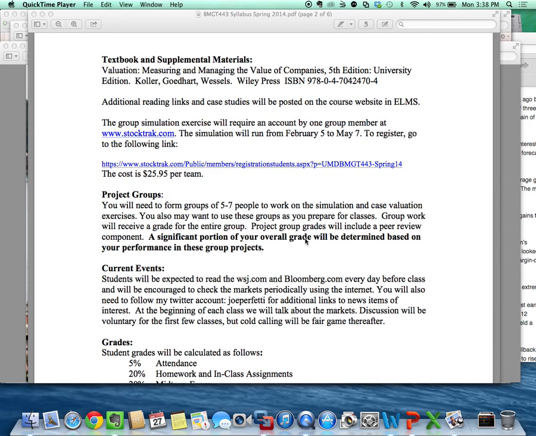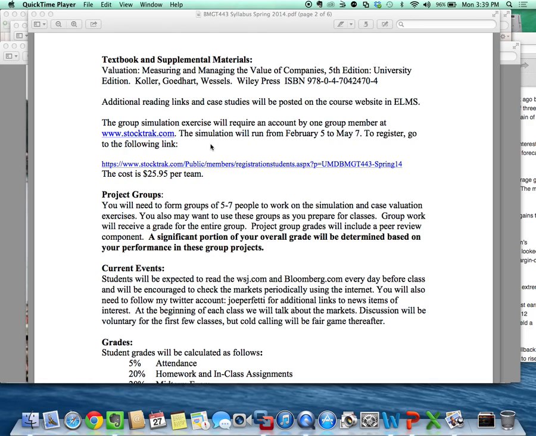The only other thing besides the textbook that you'll have to pay for this semester is the Stock Track simulation. There is a group project that you're going to be doing this semester called Stock Track. You'll divide into teams of 5 to 7 people by next Wednesday. If you're not in a team, I will assign you to a team, because 30% of your semester grade will be 2 group projects where the entire team gets the same grade. And one of the team projects is a simulation called Stock Track.